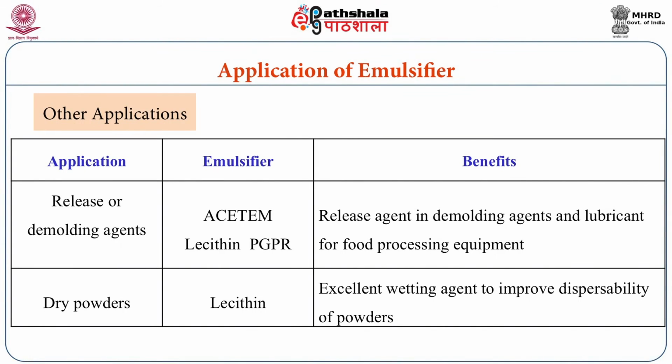Now, in other applications like release or demolding agents, acetem, lecithin and PGPR can be used as a release agent, a demolding agent and a lubricant for food processing equipment. Lecithin can be applied for dry powders. It is an excellent wetting agent to improve the dispersibility of the powders.